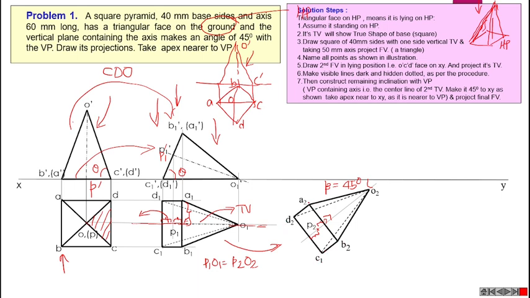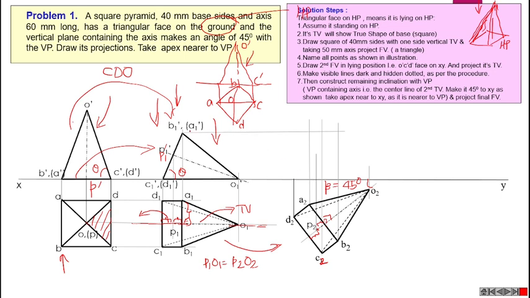Then we can draw the dark shade lines like this. If we locate A2, B2, C2, D2, all these points, we can connect all the points and draw this particular figure like this. Then after completing this top view, we can project all the points like this.